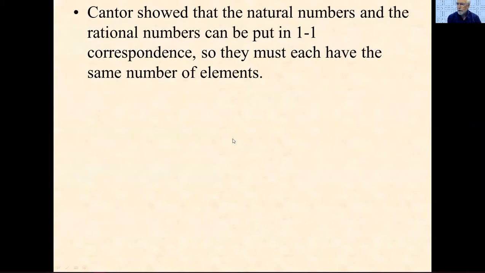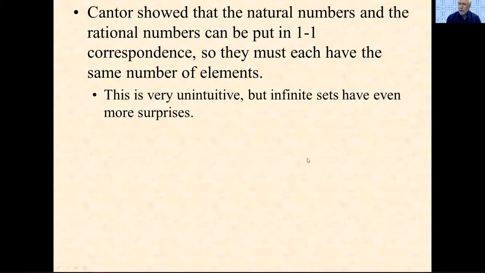So what Cantor did is he showed that the natural numbers and the rational numbers can be put in a one-to-one correspondence. And that means that they have the same number of elements. Every rational number has a partner in the natural numbers. Every natural number has a partner in the rational numbers.